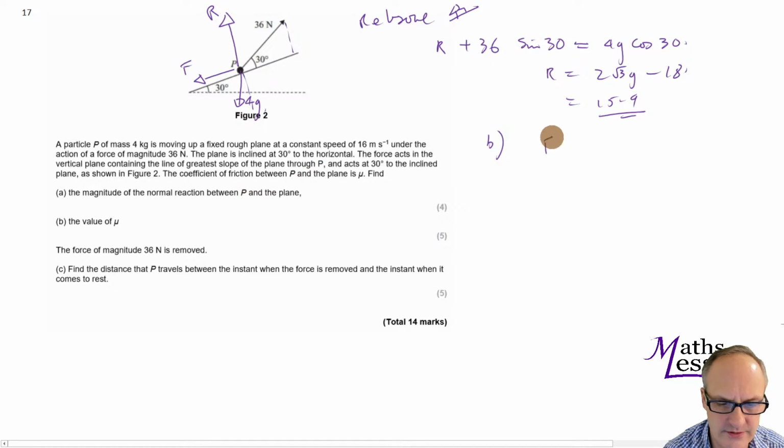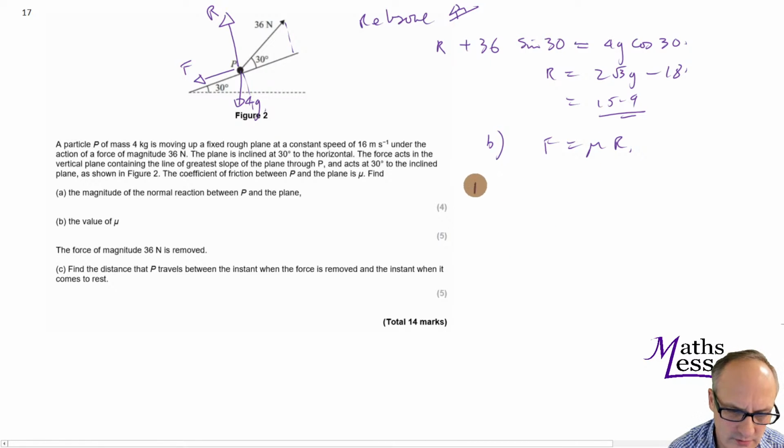We know that F equals mu R. So what we need to do is find F. So let's resolve parallel to the plane.